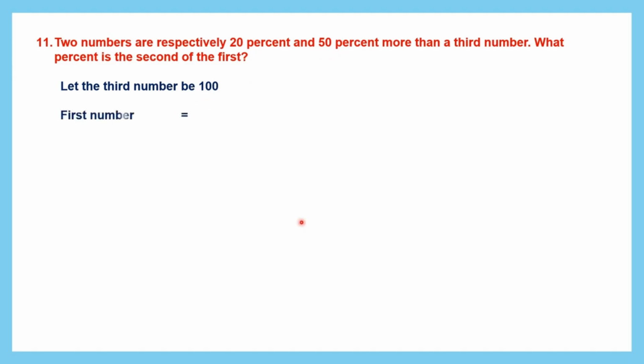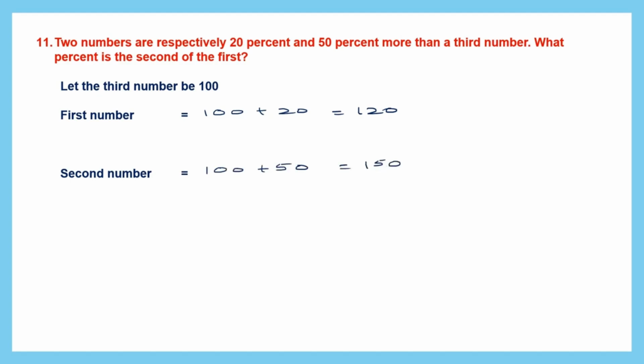So let's write that. So the first number is 20% more than the third number, isn't it? So that is 100 plus 20%, 100% plus 20%, that makes it 120. Now the next number, the second number is 50% more. So that will be 100 plus 50, which is 150.